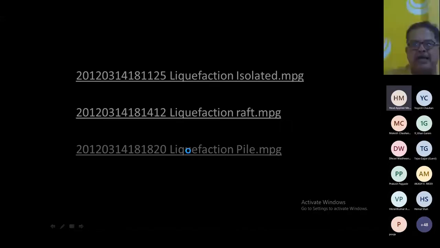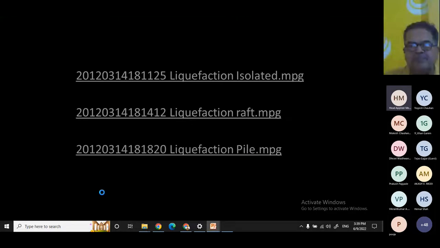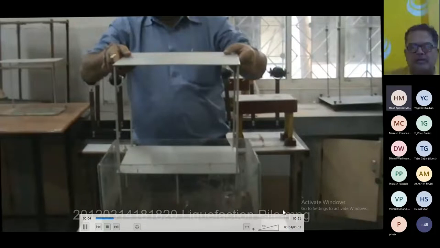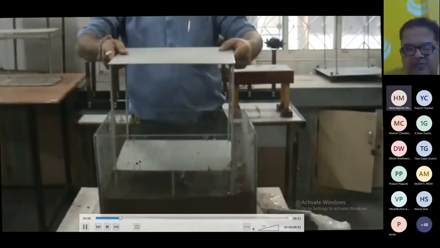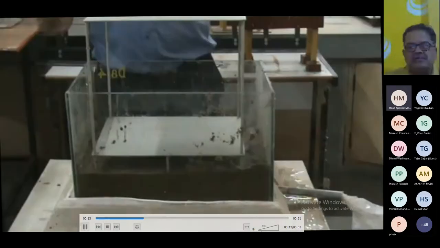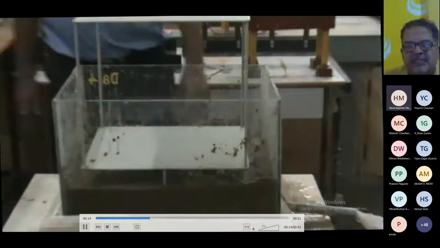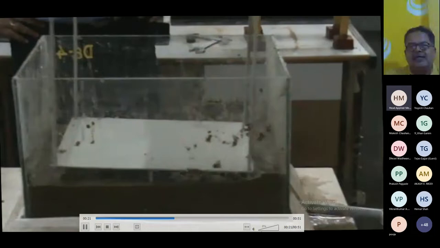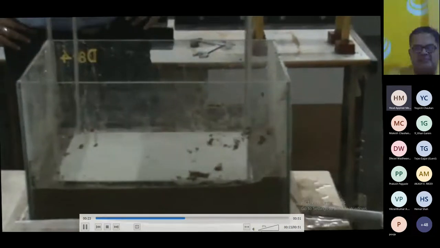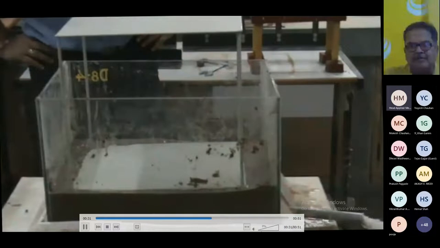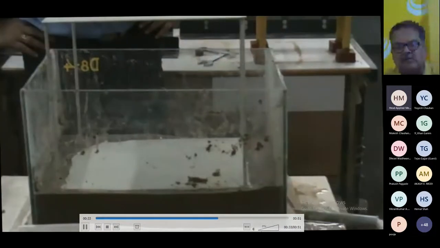Pile means, again, it's a very simple model. We are placing this, and the pile is always resting on the hard strata. If we have a liquefaction condition, then there shouldn't be any problem. If it is not resting on hard strata, then it will penetrate, but now it is resting on hard strata. So now there is no settlement.